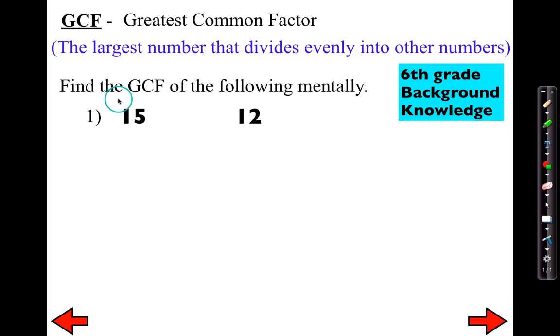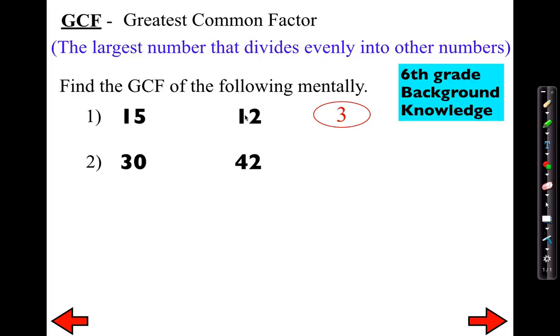So for example, if we wanted to find the greatest common factor, aka GCF, for 15 and 12, what I'm going to think about is what number can I divide both of them by, but it's the largest number that I can think of. My answer would be 3, because 3 times 5 is 15, 3 times 4 is 12, and that's the biggest factor that I can come up with.